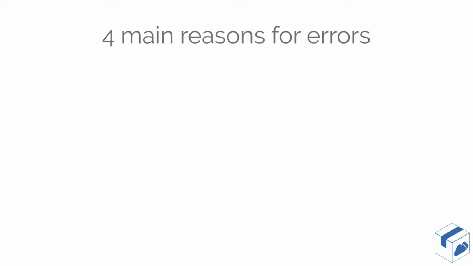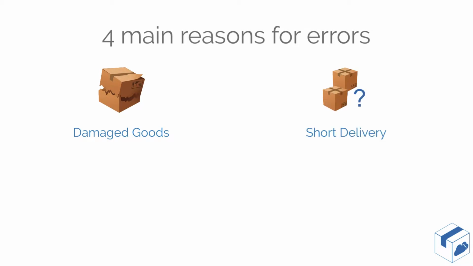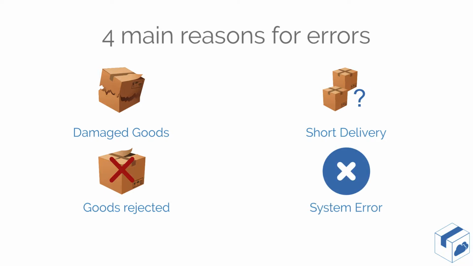There are 4 common reasons for errors to be lodged against a consignment. First is damage to freight. The next is missing items within a consignment, the receiver rejecting an order, and finally, a system error. In this video, we will show how a driver can quickly and easily manage the identification of errors and capture the relevant information.